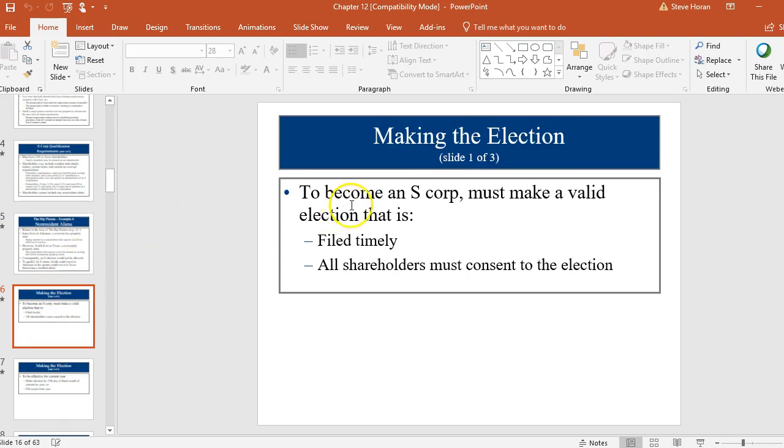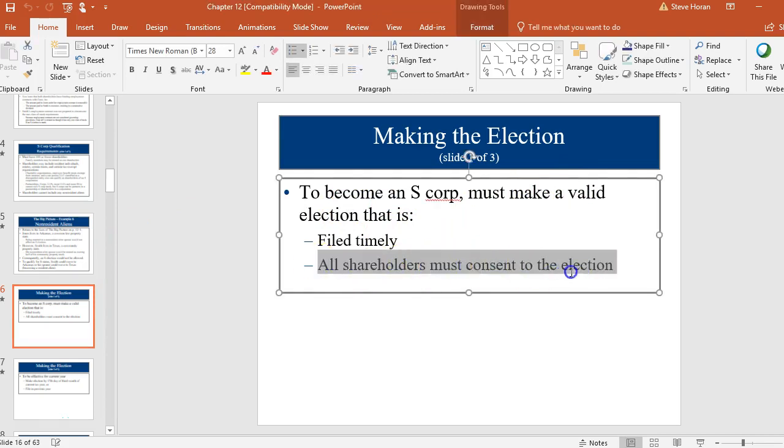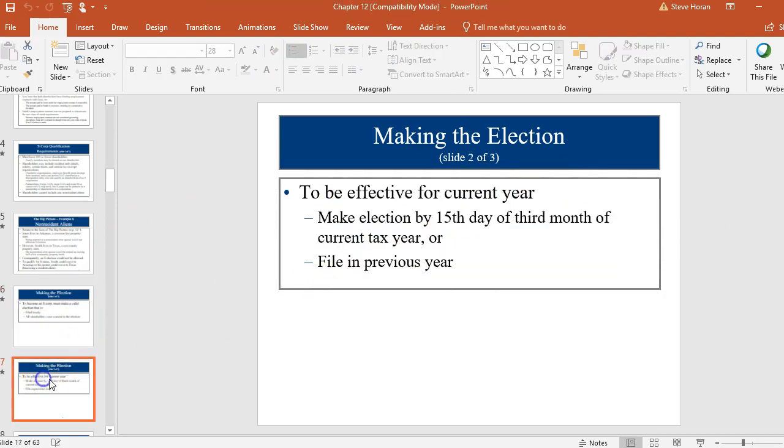So making the election to become an S Corp, you must make a valid election that's filed timely, and all shareholders must consent, everybody, to be effective for the current year. So you have some time to figure it out. The good news is you've got a long time. You've got 75 days of the current tax year to figure it out.